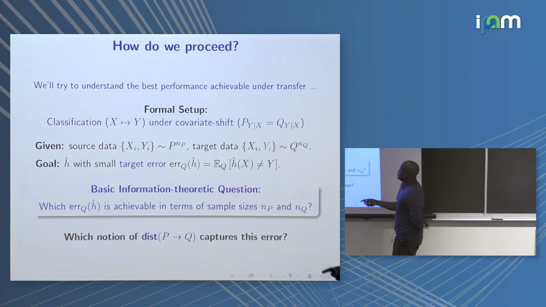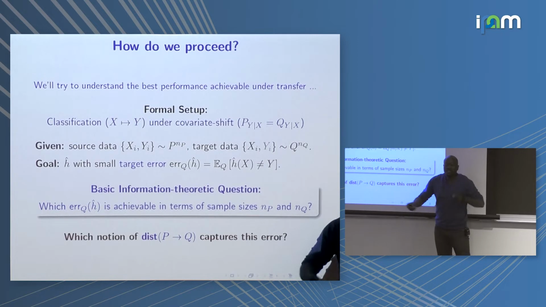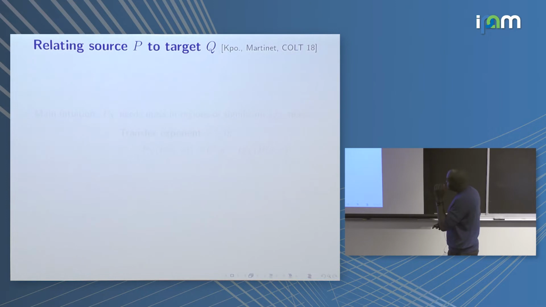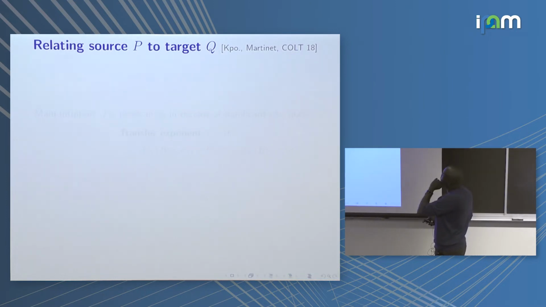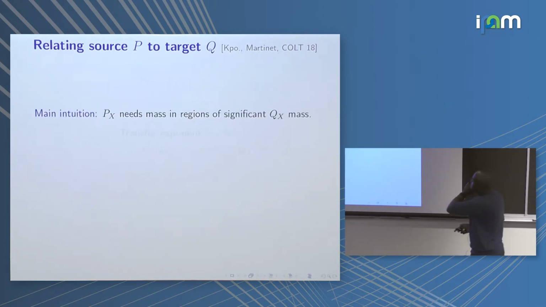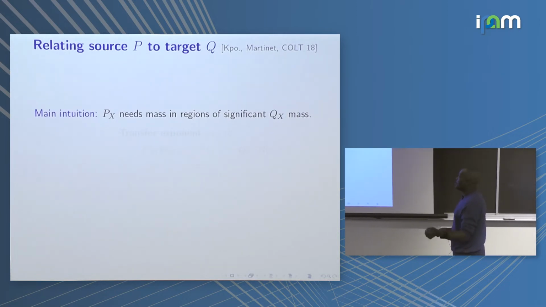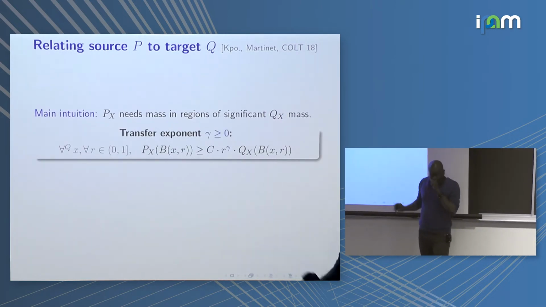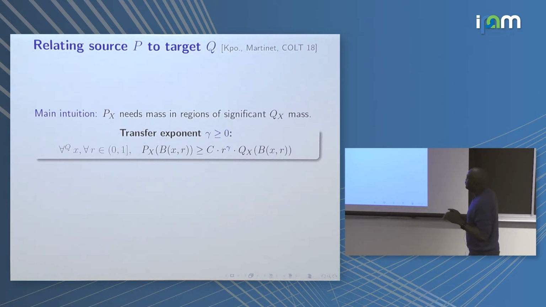So now, which notion of distance between P and Q captures the limit of this error? So here is the notion that we're going to propose. It was in a work that appeared, I recall, in 2018. The main intuition, remember, is that we want P to assign enough mass to regions of significant Q mass. That's the intuition, and we'll try to capture that intuition again, okay? And so we propose this notion that we call the transfer exponent. I'll describe in a second what the transfer exponent is.